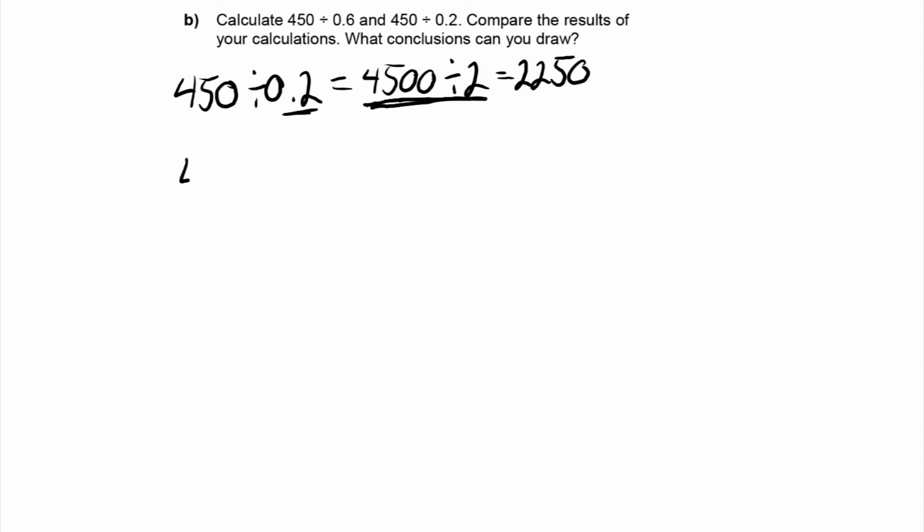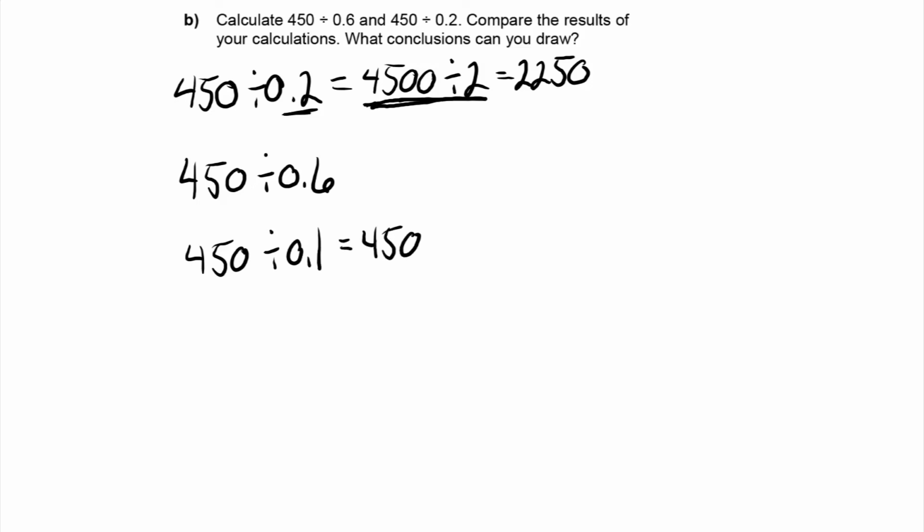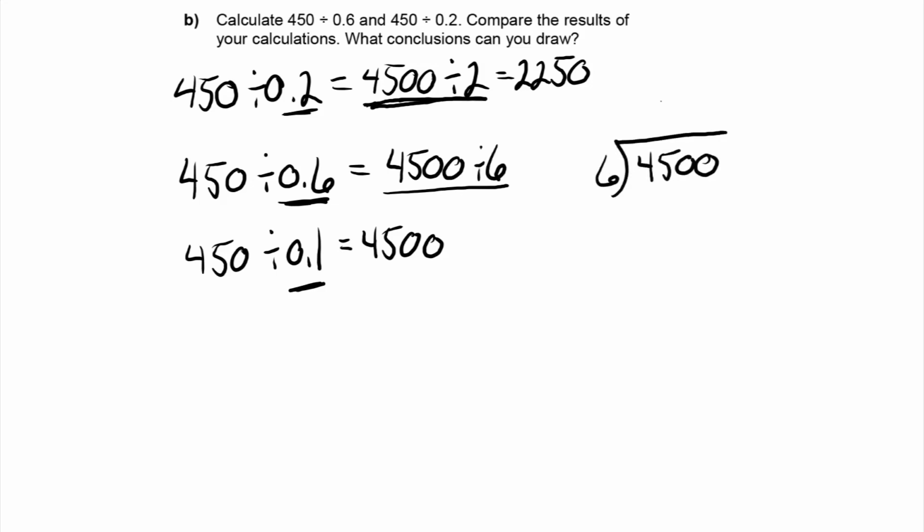Now let's go to the next step of 450 divided by 0.6. Well, remember that 450 divided by 0.1 was equal to 4,500. This is 6 times bigger than this, so our result here, our quotient, is going to be 1/6 of 4,500. So we need 4,500 divided by 6. We do the long division for that.